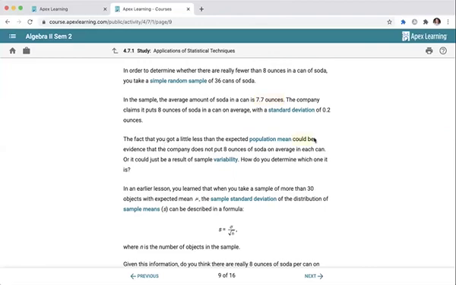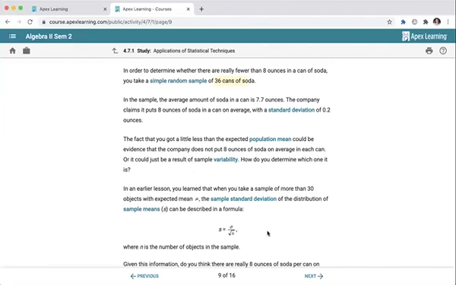It could be evidence that the company does not put 8 ounces of soda on average in their can, or this could just be sample variation, right? We only grabbed 36 cans of soda. So maybe we grabbed a bad batch, or maybe we didn't do a very random sampling here. Just because we got a result that didn't match up with the original does not mean we can automatically conclude that the company is lying. It could be an indication. However, we have to do more tests to figure it out.